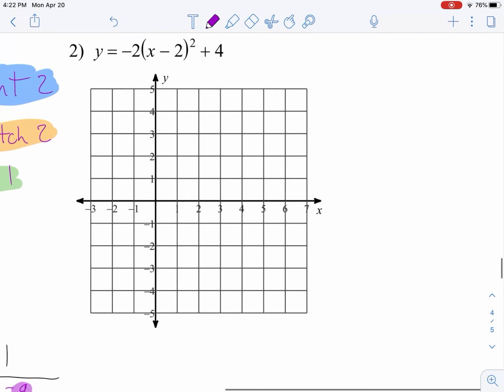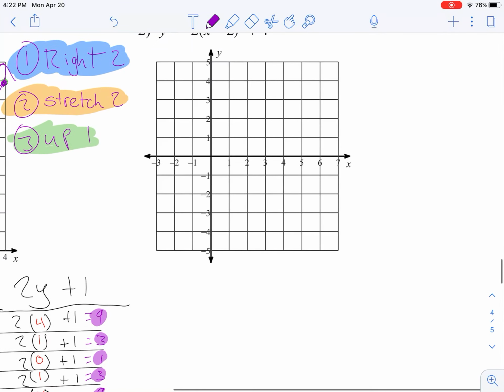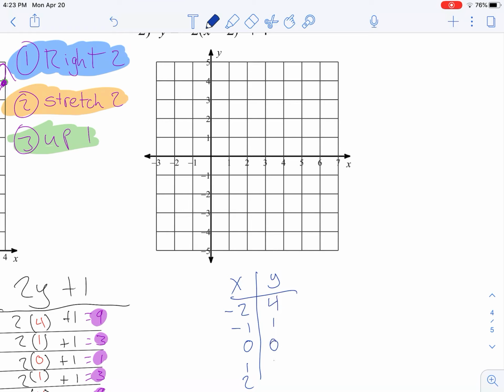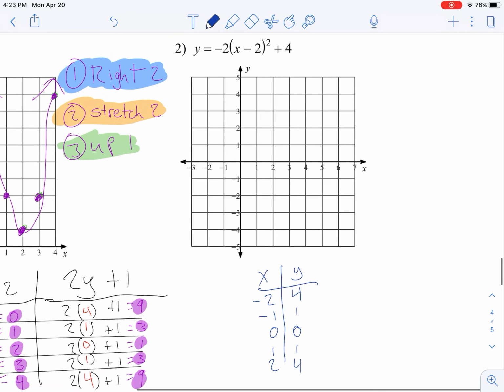Let's do the same thing over here. So instead of using a parent graph, we're going to use the parent table. And our parent table is always going to be the same for these quadratics. We're going to have -2, -1, 0, 1, and 2. And we're going to get 4, 1, 0, 1, and 4. And then we're going to use the transformations that's happening here, and we're going to apply them to a transformation table over here. So to figure out what's happening with x, we look inside the parentheses and we use the opposite. So we're going to say x plus 2. So whatever our number is for x, plus 2.